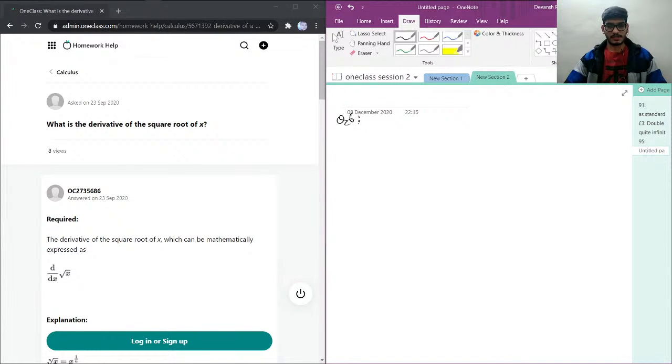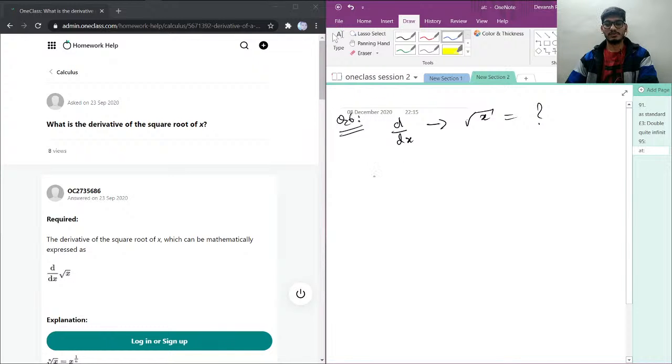Question number 6. We need to find the derivative of square root of x. For this, I will use the identity that the derivative of x power n is n times x power n minus 1. So in this case, I can write root x as x power 1 by 2.